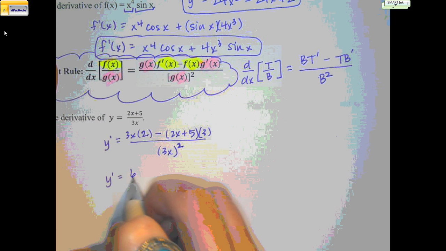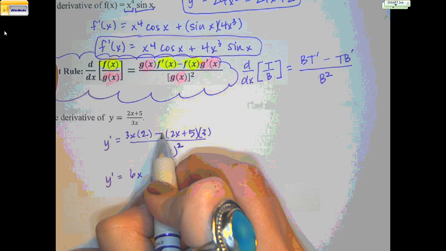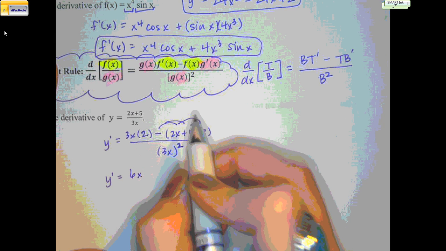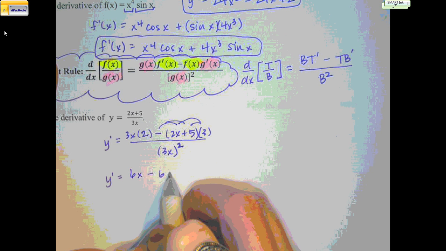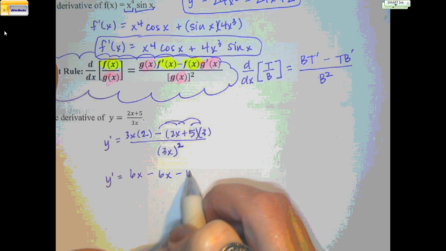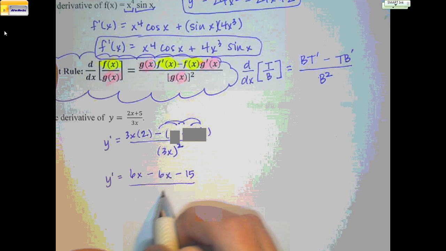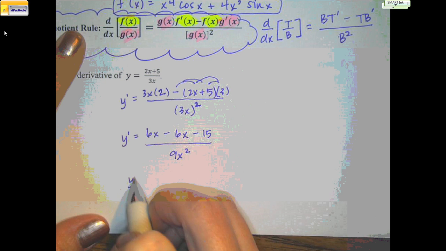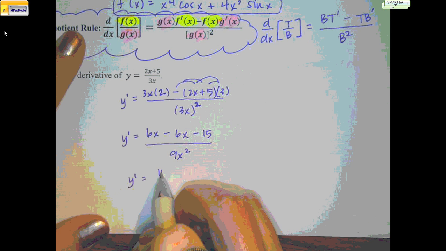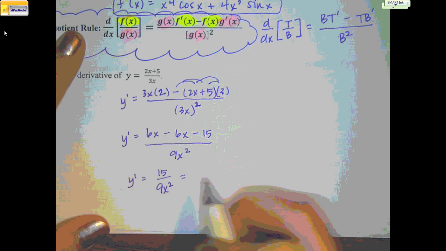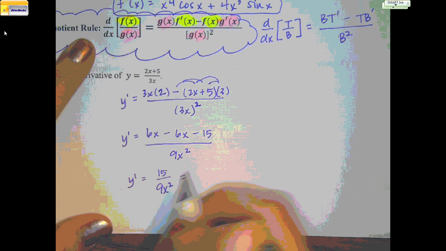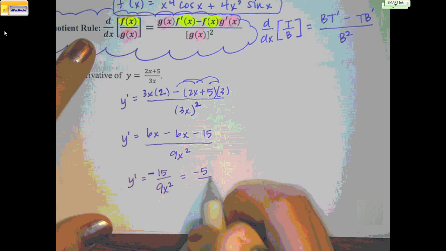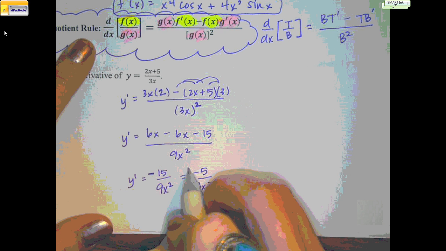3x times 2 is 6x. I'm going to distribute the negative and the 3 at the same time. I hope that doesn't throw you off. So I have negative 6x minus 15 all over 9x squared. 6x minus 6x is nothing, so I have negative 15 over 9x squared. Don't forget to reduce. Negative, thank you. I did that first hour too. 3 goes into both of those, so we have negative 5 over 3x squared. And there's your derivative.